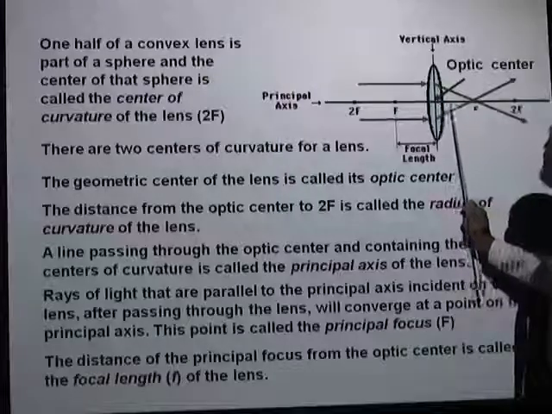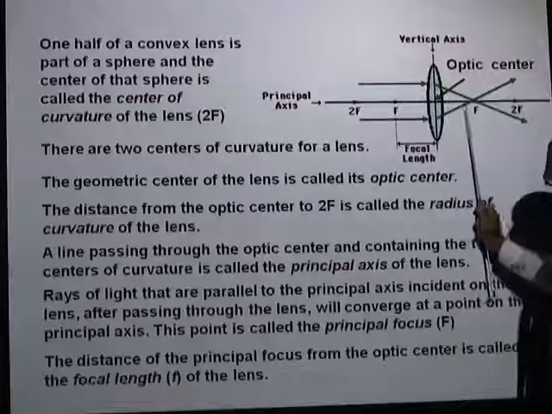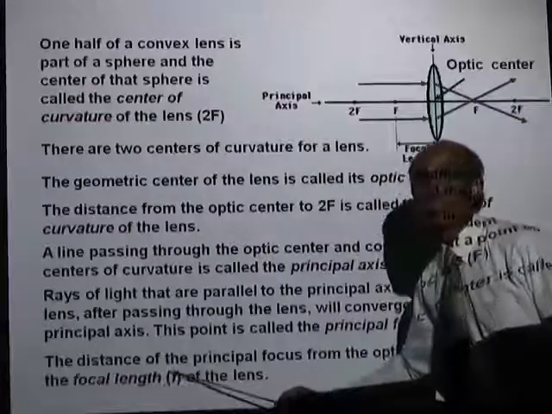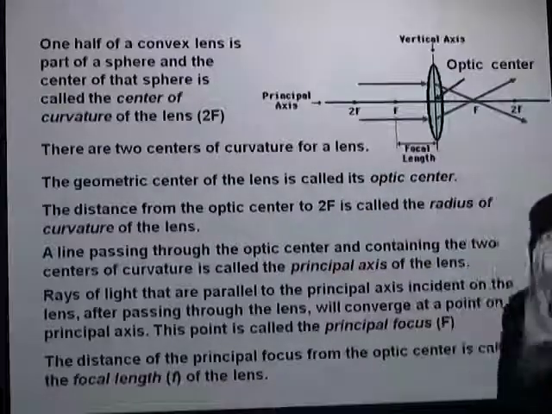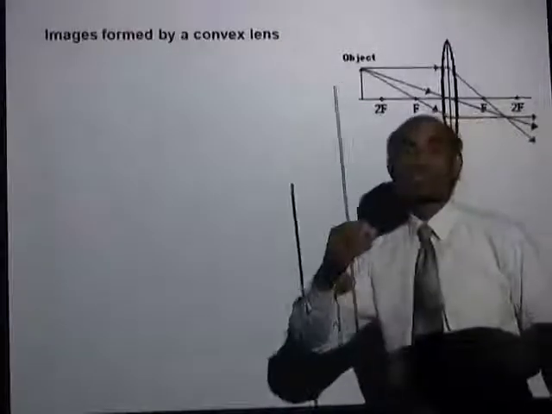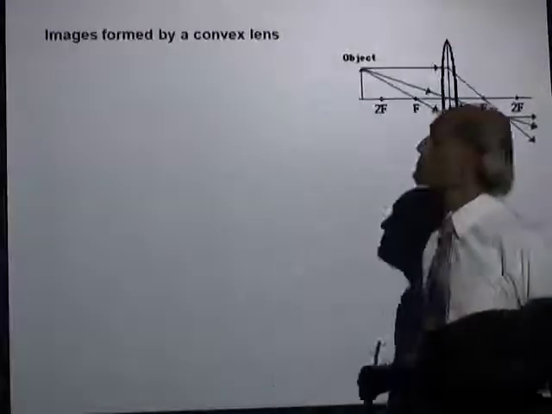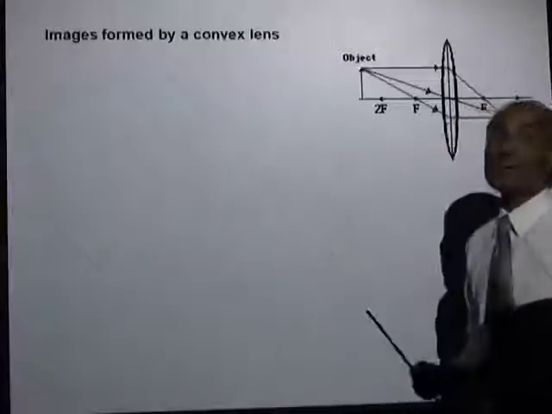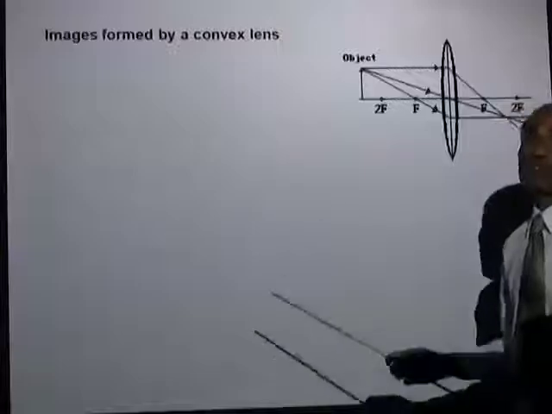Measured from the optic center to the principal focus is called the focal length of the lens. The lowercase f, the same we use for the mirror. So the focal length is the distance from the optic center to the principal focus. Now, image is formed by a convex lens.